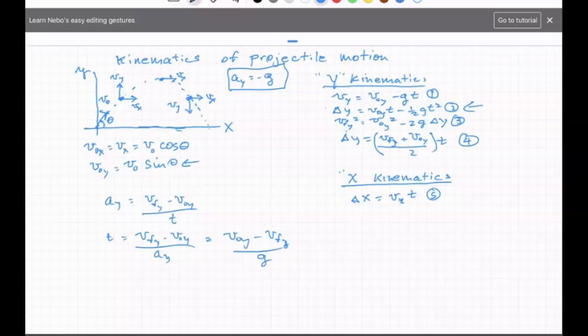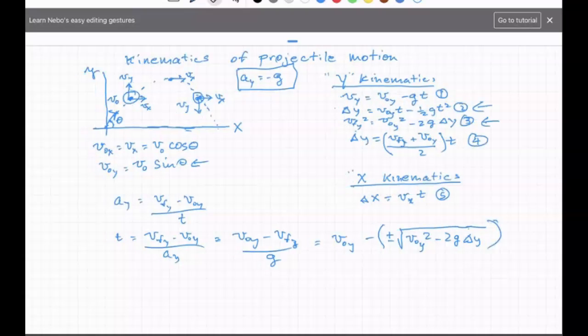Now we're ready to use our equation 3. And we use our equation 3 here to solve for v sub fy. So we have v sub oy minus, and I'm going to put this in parentheses because this is an easy way to mess up if you don't, plus or minus the square root of v sub oy squared minus 2g times the displacement in y. And I divide all that by g.